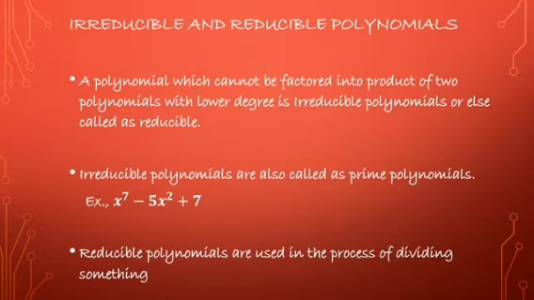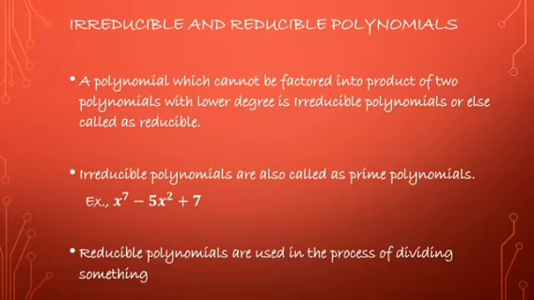So a polynomial which cannot be factored into a product of 2 polynomials. This is very, very important. A polynomial which cannot be written as a product of 2 other polynomials with lower degree is called an irreducible polynomial. Suppose I can write it as a product of 2 polynomials, then I can call it a reducible polynomial. That is the difference between reducible and irreducible.